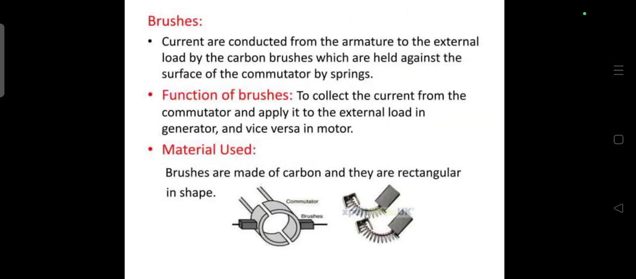The next important part is brushes. The current is conducted from the armature to the external load by using carbon brushes, which are held against the surface of the commutator by springs. The function of the brush is to collect current from the commutator and apply it to the external load, and vice versa in the motor. The material used for making the brushes is carbon. It is rectangular in shape.